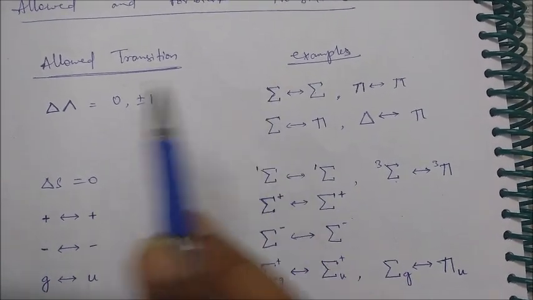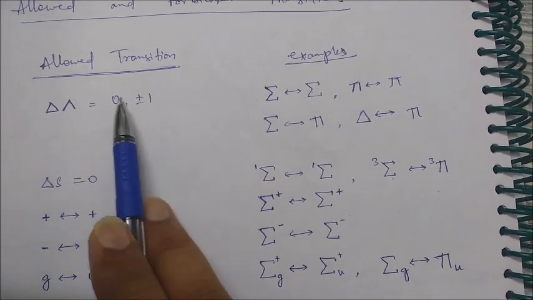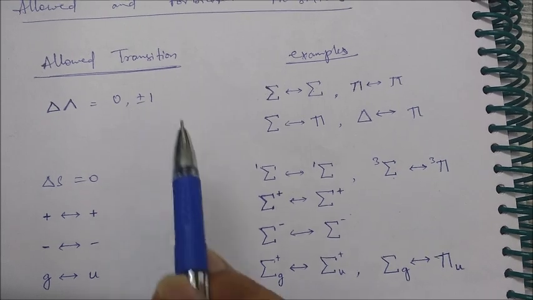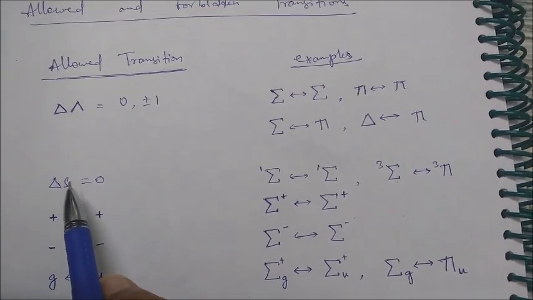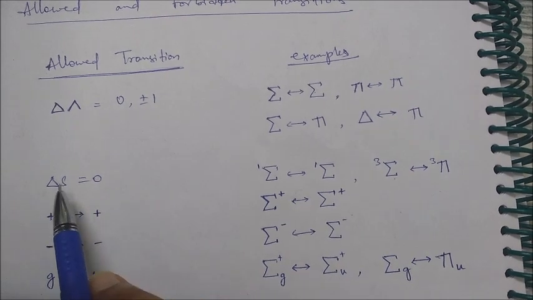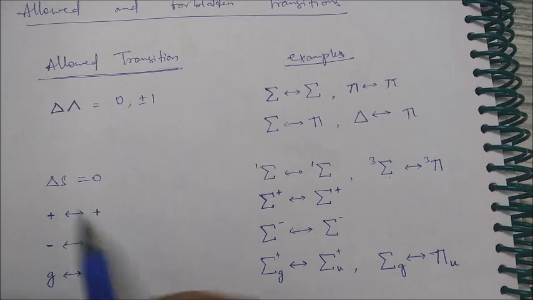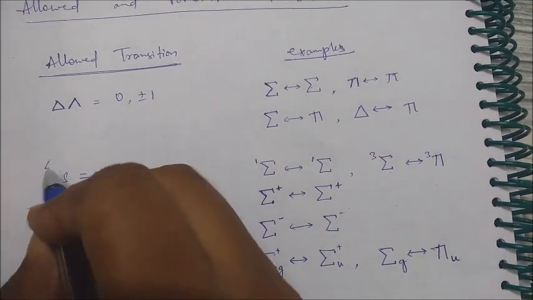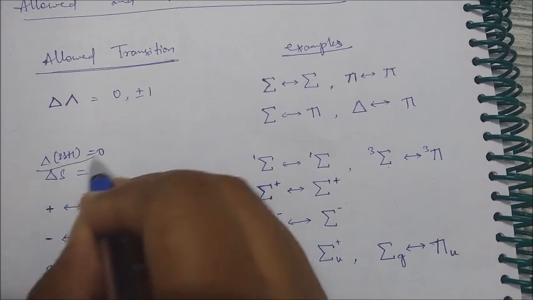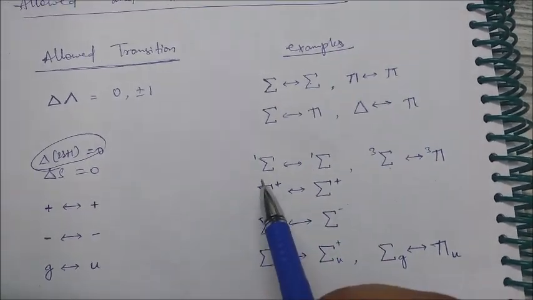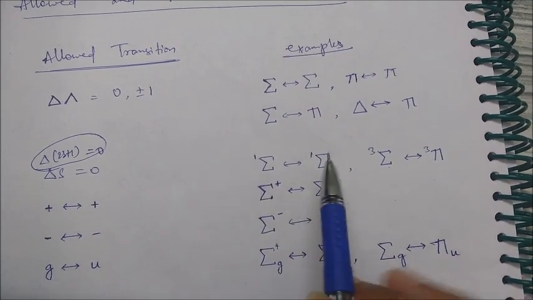Okay, so the transition will only take place if the delta lambda, meaning the change in lambda, is 0 or plus minus 1. The other thing is that the change in spin multiplicity should be 0. Here we should write spin multiplicity, meaning the 2S plus 1 value. So this is not delta S, that is delta 2S plus 1, and this term should be equal to 0, meaning the change in spin multiplicity should be 0.